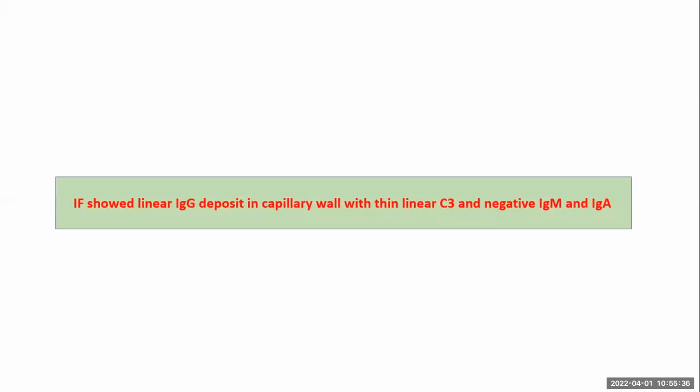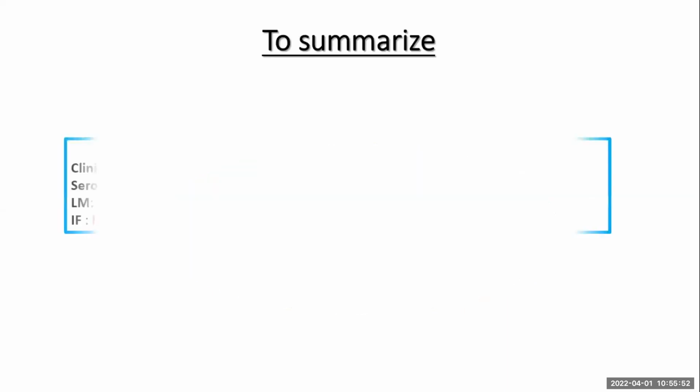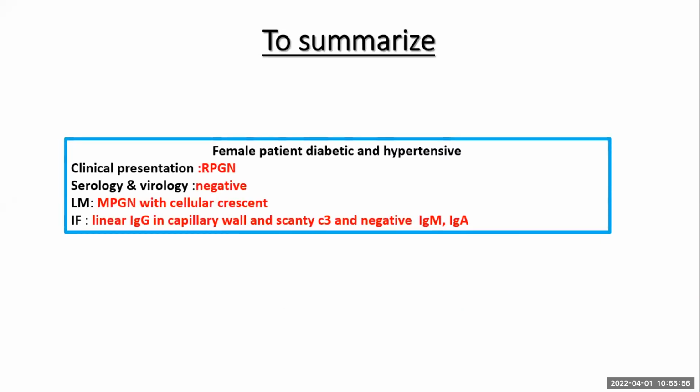Immunofluorescence shows linear IgG deposits in the capillary wall with thin linear C3 and negative IgM and IgA. So we continued the management as a case of anti-GBM glomerulonephritis, but we did serum anti-GBM antibody and it was negative. To summarize, a female diabetic hypertensive patient presented clinically with RPGN, serology and virology negative, light microscopy MPGN with cellular crescents, immunofluorescence linear IgG in the capillary wall and scanty C3, and negative IgM and IgA.